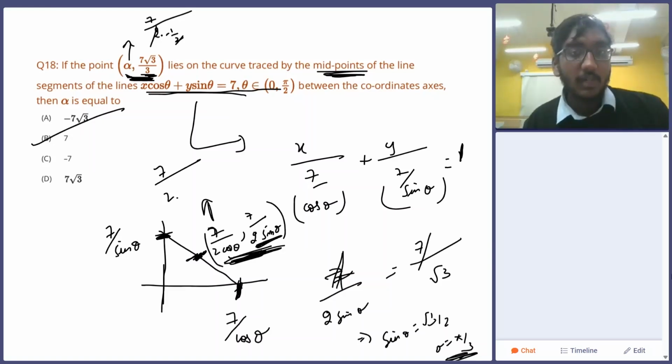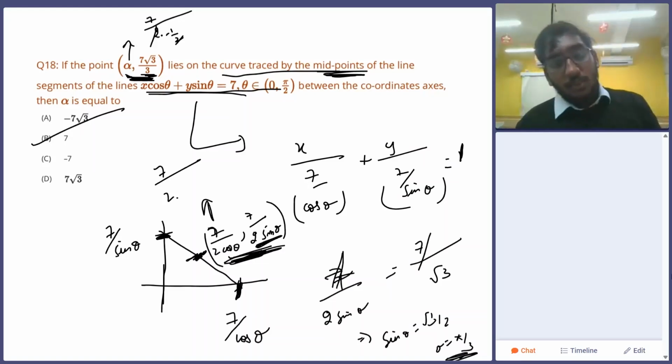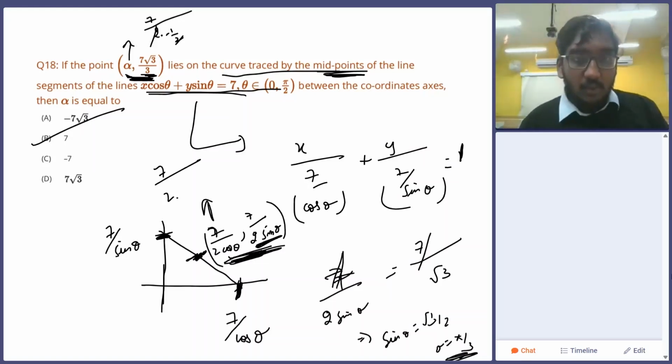and this is already known. The y coordinate is already given to be 7 root 3 upon 3, okay, because you can take this particular expression, 7 upon 2 cos theta, 7 upon 2 sin theta, as the parametric form of this particular curve. There is a curve which is being traced by the midpoints of the line segment. So you just equate this 7 upon 2 sin theta to 7 root 3 upon 3. Find theta and find alpha also. Consequently, you will get the value of alpha to be 7.